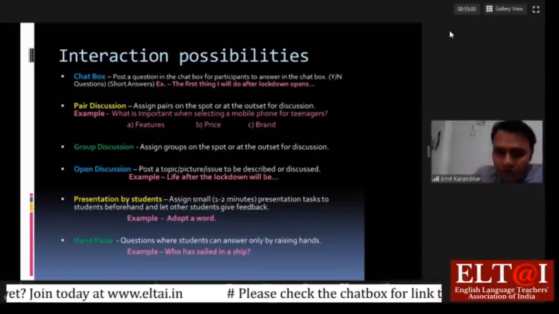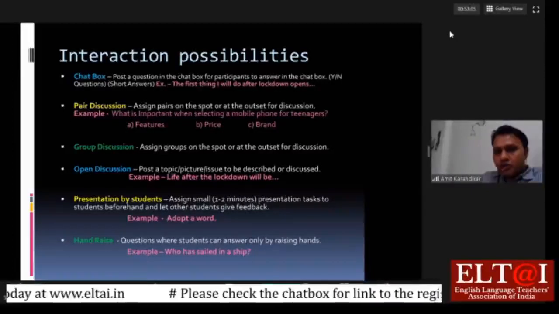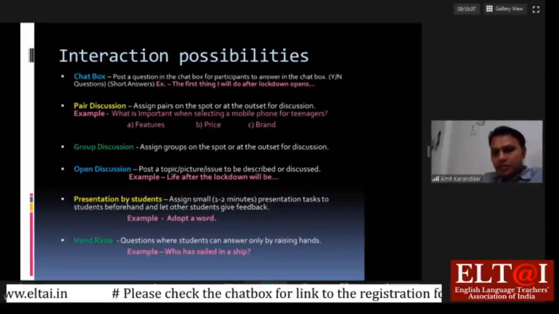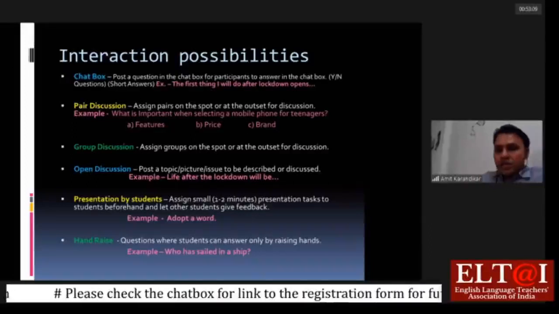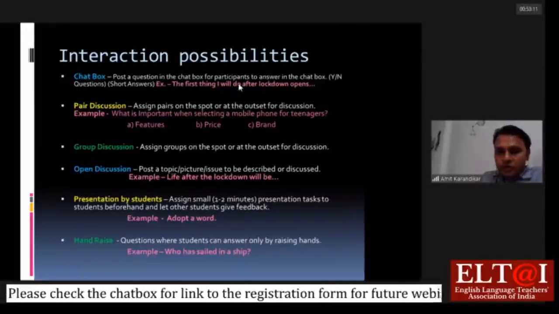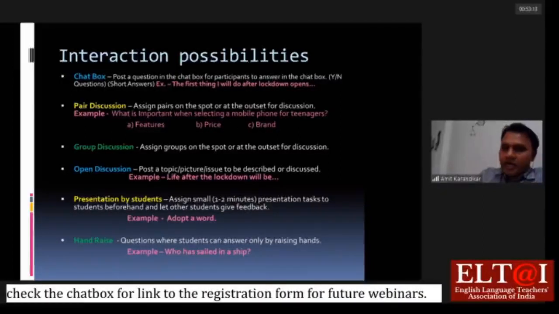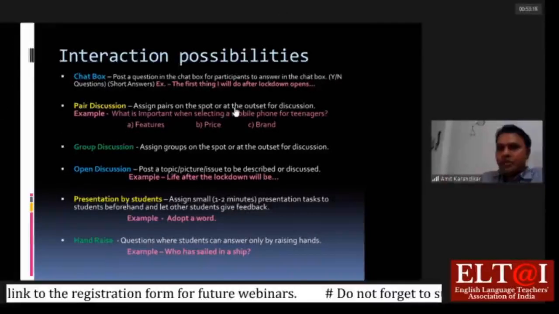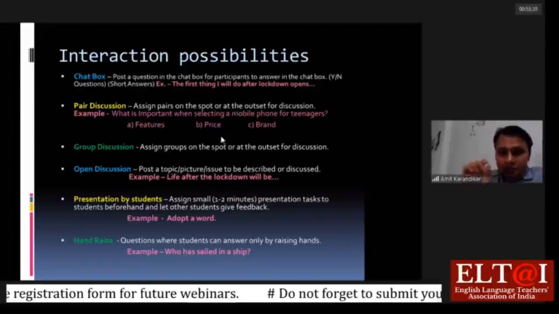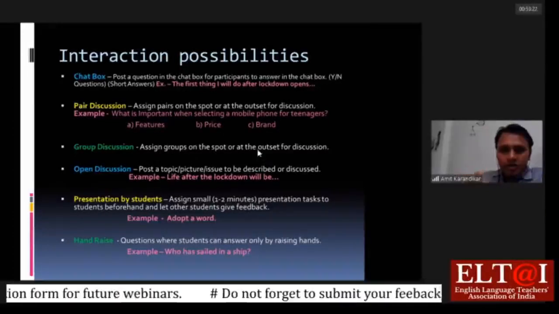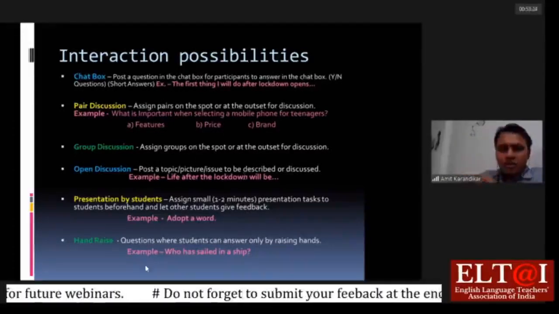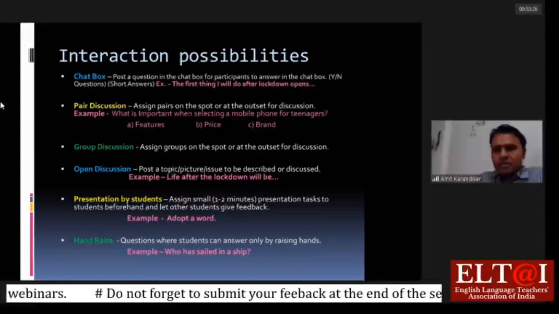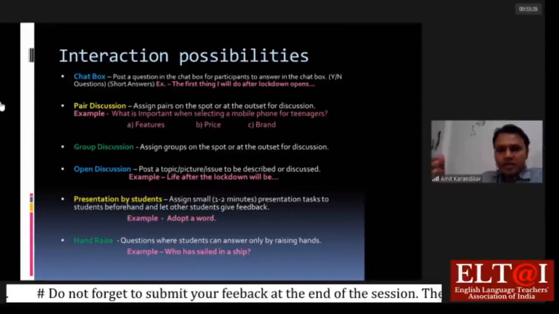Now, what is an open discussion? You can post a topic or a picture or an issue to be described or discussed. Example: life after the lockdown will be. You post that in the chat box and give an open stage to all the students. Let there be a debate, let there be a conversation. Even if you feel that there is a little chaotic situation, that's when you can moderate. That's when you can come in and ask somebody to speak or not speak, and so on.